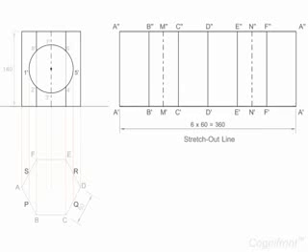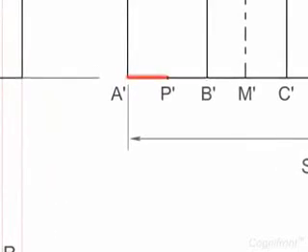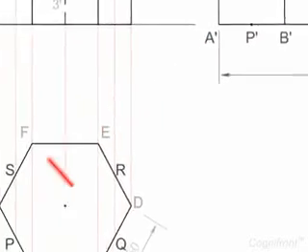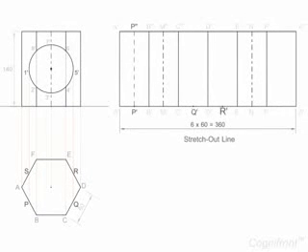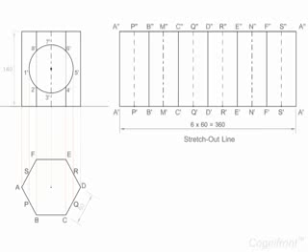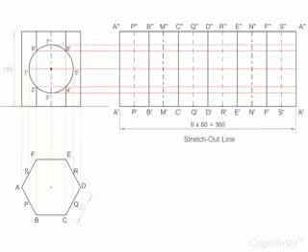On line A', locate point P' such that A'P' equals AP. Similarly, locate points Q', R', S' and draw vertical lines from these points. Now draw horizontal projectors from the front view to cut the vertical lines of the development.